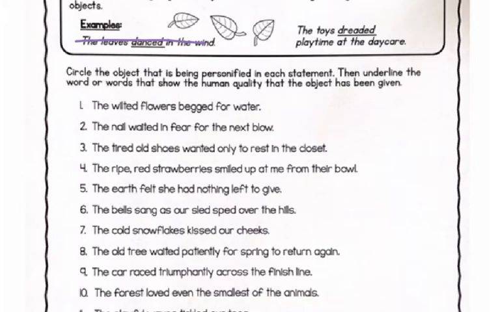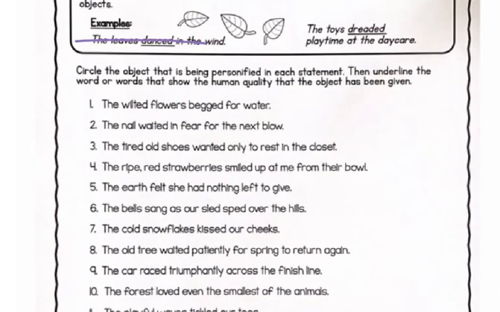So first we need to circle the object that is being given a human quality. So the flower is begging. So the flower, circle, lock that in. The flower is being personified because it is being said that the flower begged. Flowers can't beg. They can look really dry and like they need water, but they cannot literally beg.